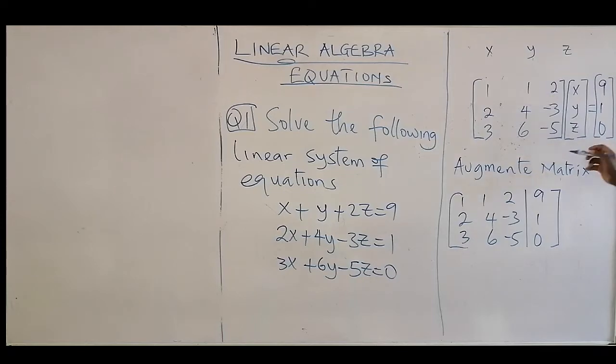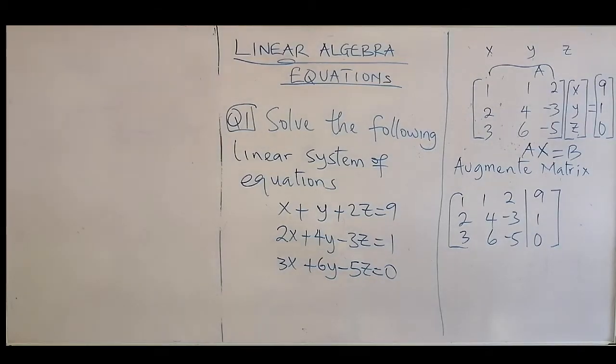And don't forget this matrix form is written as Ax equal to b. Where this one is your A, the xyz is represented by the capital X, and the equal side is B. So that's the augmented matrix.